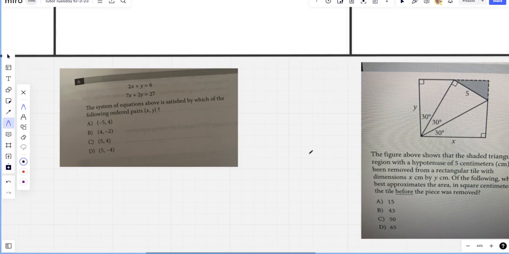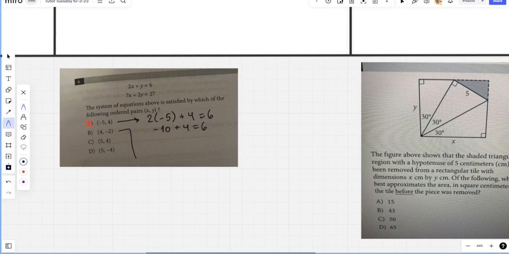The system of equations above is satisfied by which of the following ordered pairs x, comma, y? For this one, I'm just going to try different points until I find one that works. I'm going to write it out so you guys can see. Let's try the first one. Negative 5 comma 4. We get 2 times negative 5 plus 4 equals 6. That's negative 10 plus 4 equals 6. That's not true. So we can rule out A immediately.